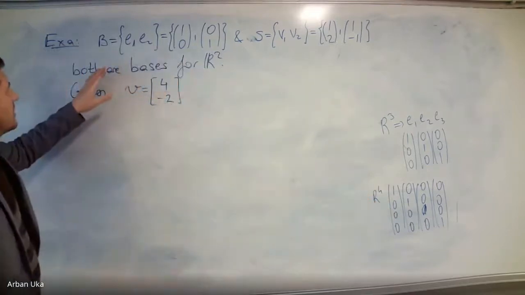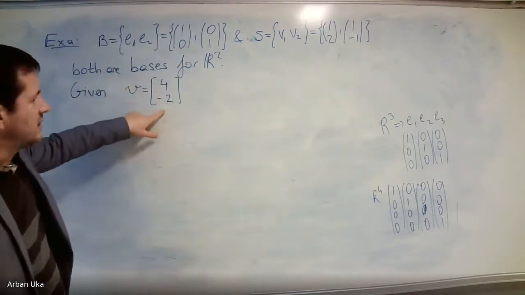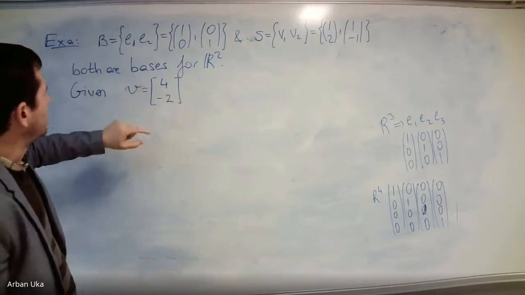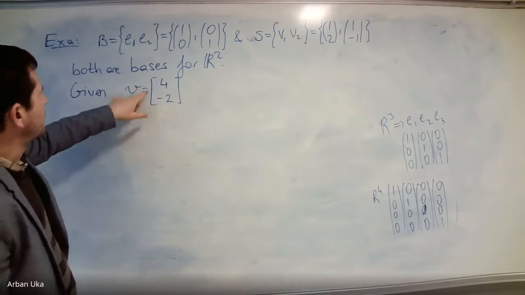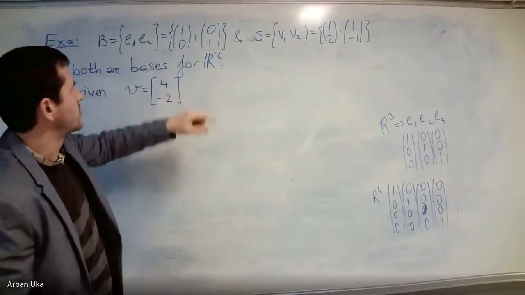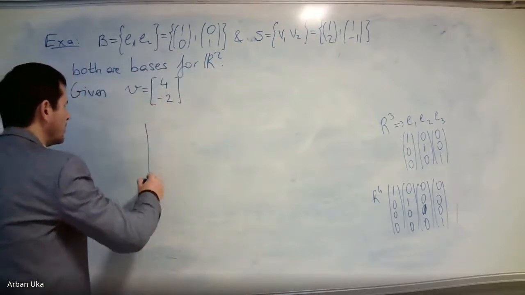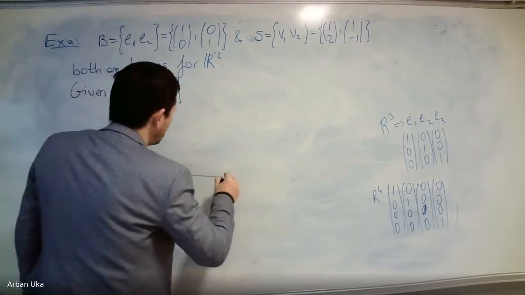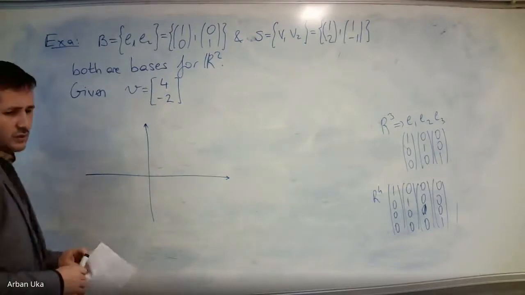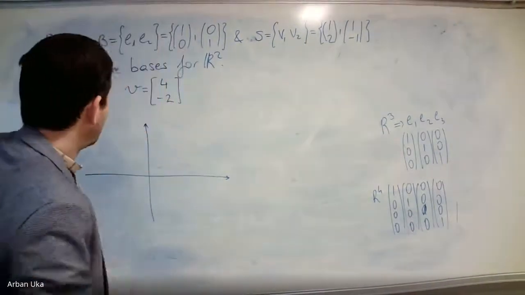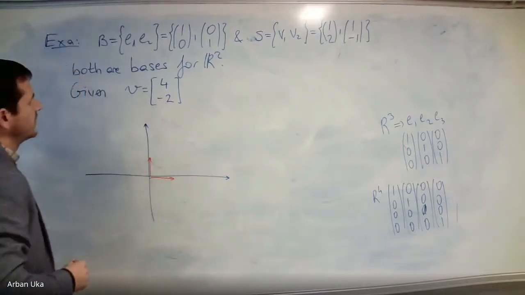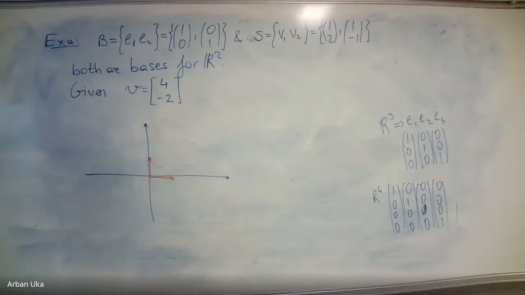So this is also in standard basis, because this one determines this vector (4, -2): it is projected 4 units onto this axis and minus 2 units onto this one. Let's see how this will look. First of all, where are (1, 0) and (0, 1)? They are right here. And then (4, -2). Where is (4, -2)?